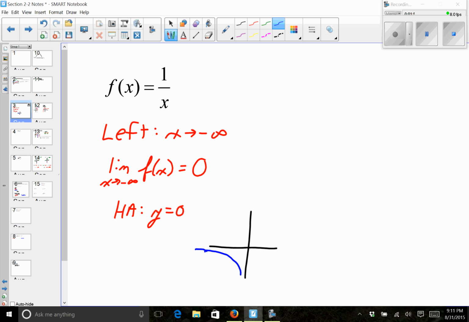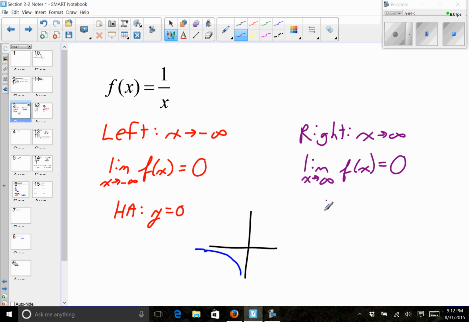I also have to look at what's happening as I go to the right. As I go to the right, x is going to positive infinity. So I'm looking at my limit as x goes to positive infinity of the function 1 over x. Those are going to be things like 1 over 10, 1 over 100, 1 over a million, 1 over 10 trillion. They're always going to be positive, but they're getting smaller and smaller, and those values are approaching 0. So I also have a horizontal asymptote of y equals 0 as I'm approaching infinity on the right.